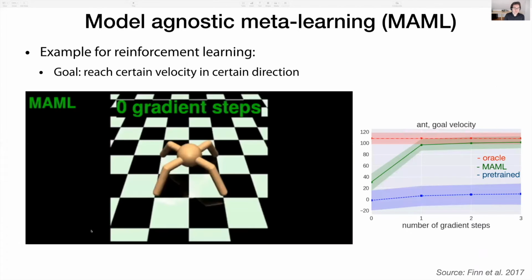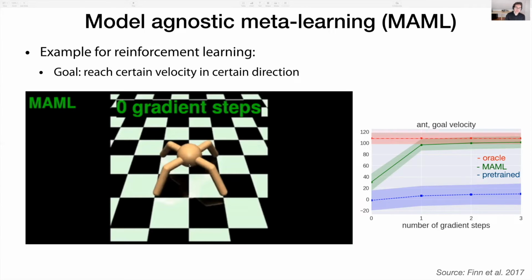This is an example for reinforcement learning. So say that after we've done meta training, we end up with this agent, this ant agent, which has not yet been given a goal, right? So the goals could be, for instance, to reach a certain velocity or to move in a certain direction. At time 0, it has only learned a good initialization. So it will just move around a bit.